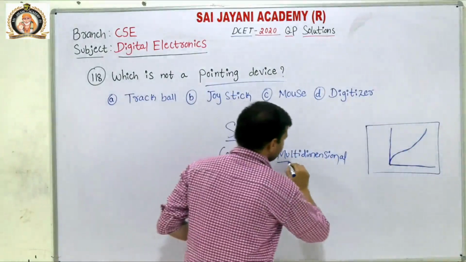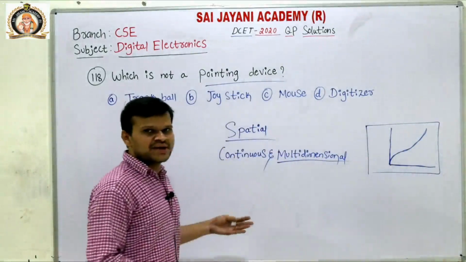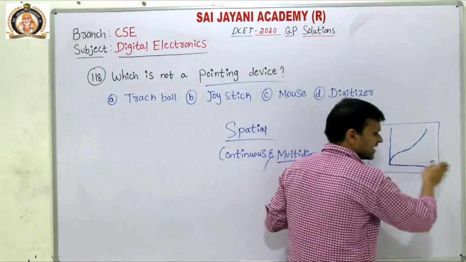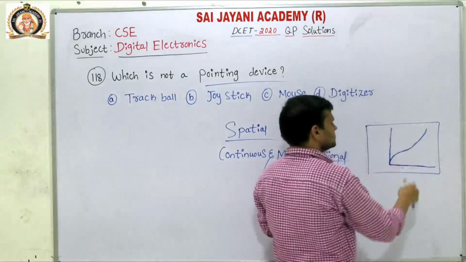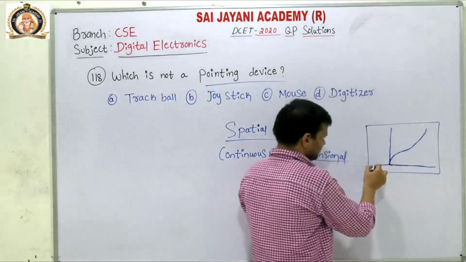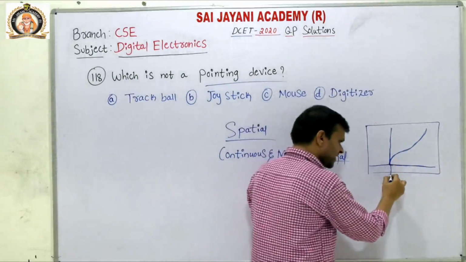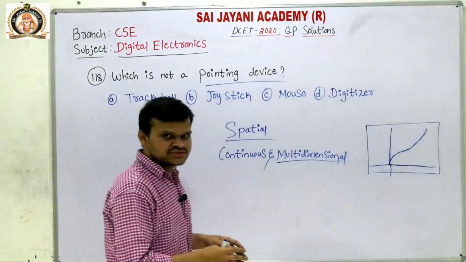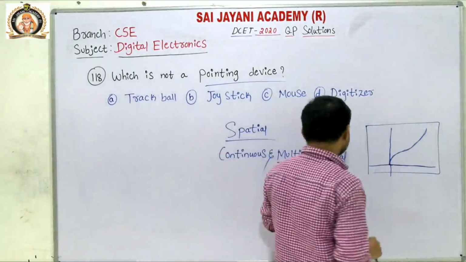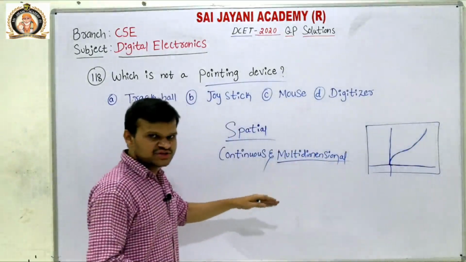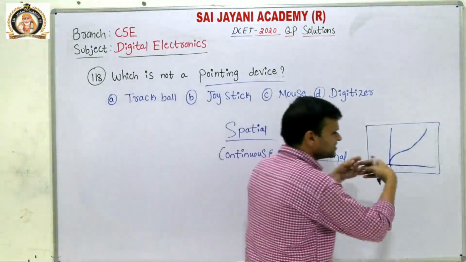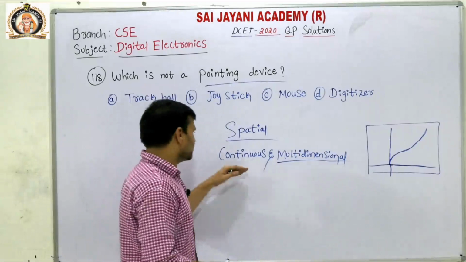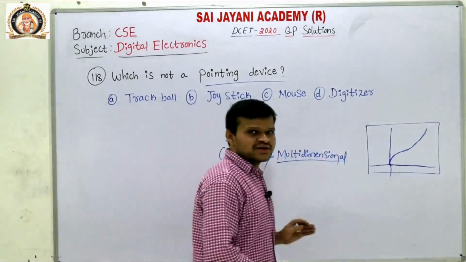And here we are using multidimensional. Multidimensional data means the cursor is moving in x direction, y direction, and also in negative x direction, negative y direction, in positive xy direction, in all the dimensions the cursor is moving. So it is multidimensional. So we are giving multidimensional data to the computer. Also we are giving continuous data to the computer.